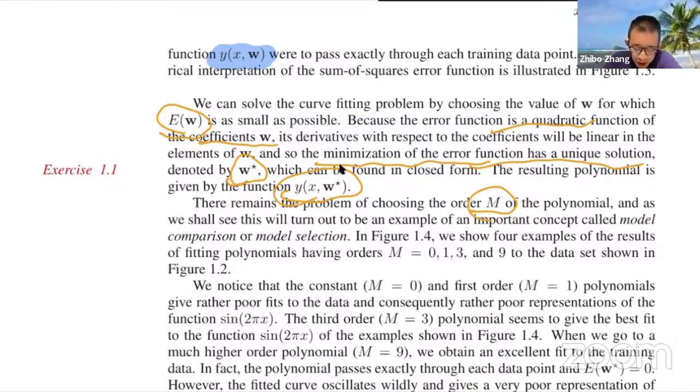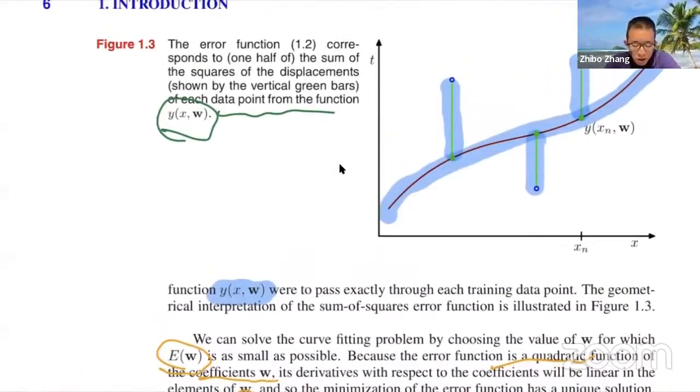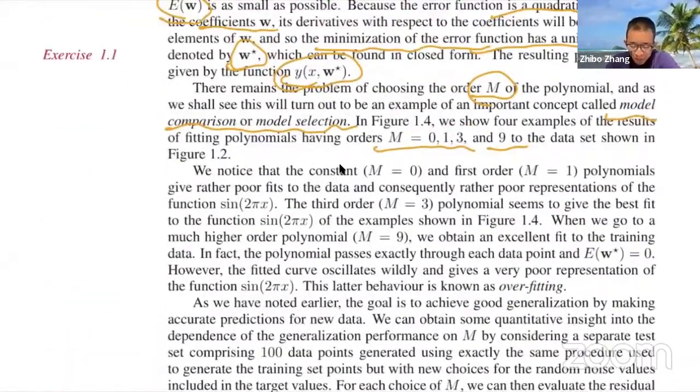As we shall see, this will turn out to be an example of the important concept of model comparison or model selection. So in figure 1.4, we show four examples of the results of fitting polynomials having orders 0, 1, 3, and 9 to the data set shown in 1.2.